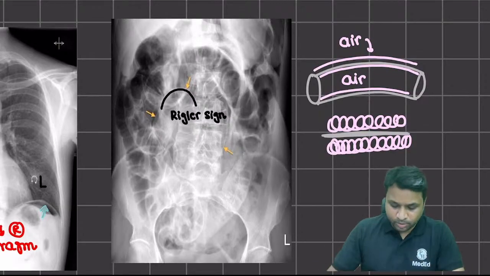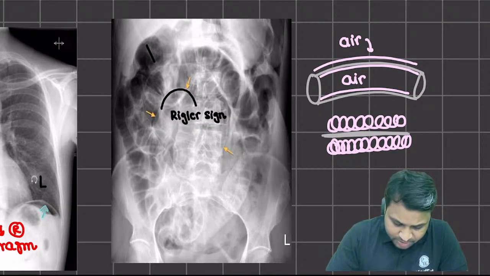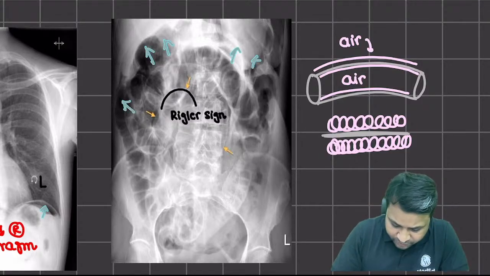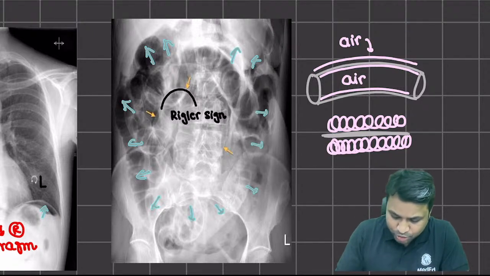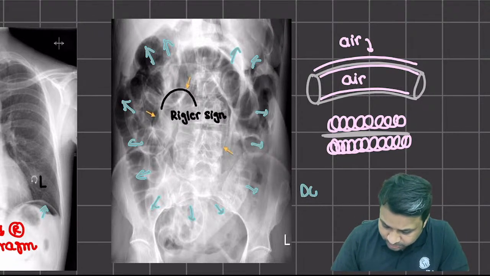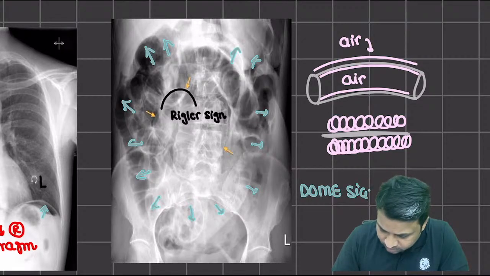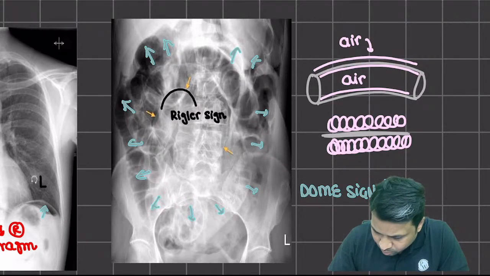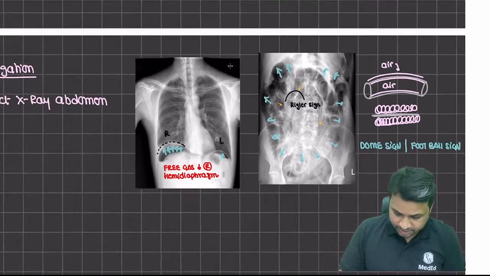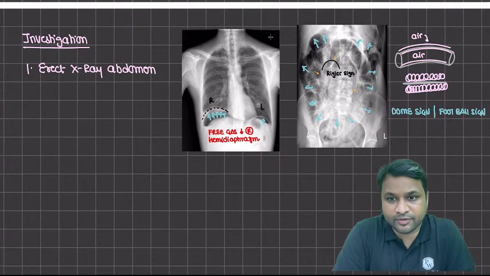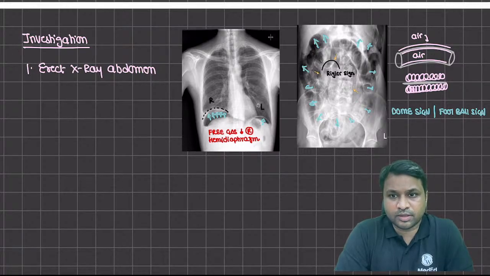On the other hand, if the entire abdomen is filled up with gas, it is going to push the diaphragm on both sides, and the entire abdomen appears as a distended space. Even the pelvis is pushed downwards. This is what we call the dome sign, or also called the football sign. So there is the Rigler sign, there is the dome sign, there is the football sign, and there is free gas under the right hemidiaphragm, right? Clear?